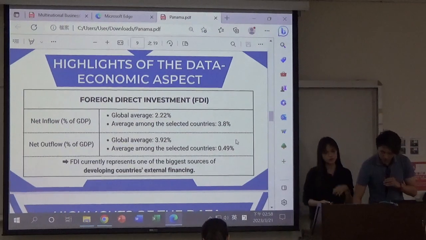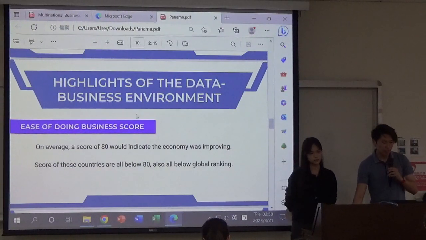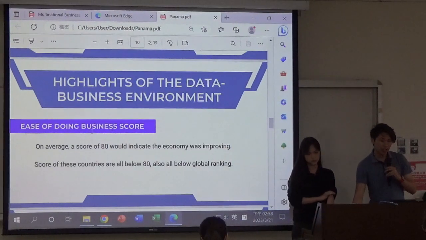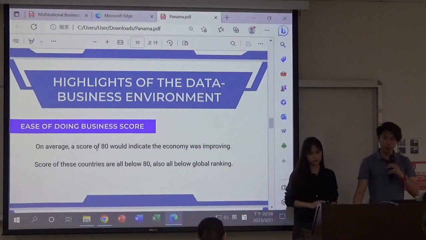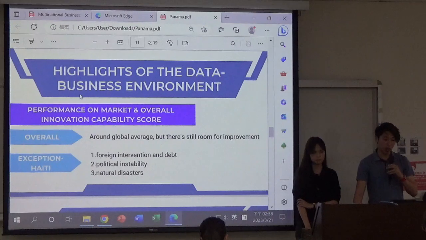All right, so continuing our discussion of Central American and Caribbean countries, overall, these countries are very open to doing business. There are some exceptions, but on average they're all above 80, which shows that it is easy to establish businesses as well as run them. Looking at the market and innovation capabilities score, some have issues, such as Haiti with high foreign debt, as well as political instability due to the high number of natural disasters and changing governments, but these things can be improved.